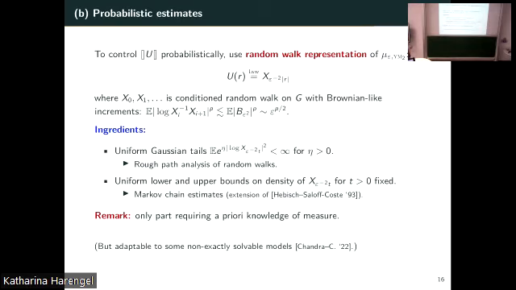This is the only part where we are working with discrete approximations of the Yang-Mills measure, but I also want to say that this is actually adaptable in some cases to non-exactly solvable models. This we did together with AJ last year. We managed to control the gauge field marginal in this way for the abelian Higgs model.